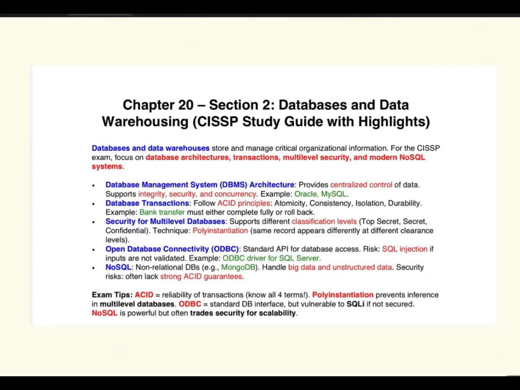In this session, we will discuss the database and data warehousing topic. Database and data warehousing is another key CISSP topic. It is covered under Domain 8, Software Development Security. The purpose of databases and data warehouses is to store and manage an organization's most critical information.